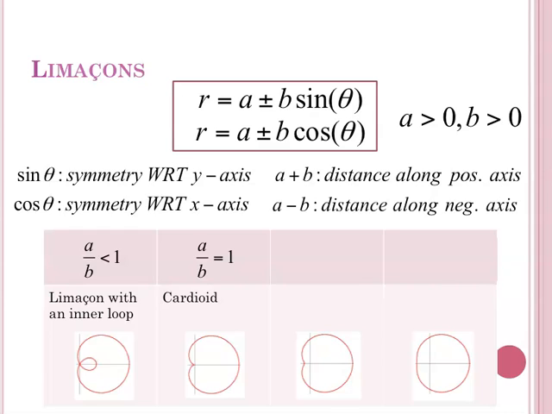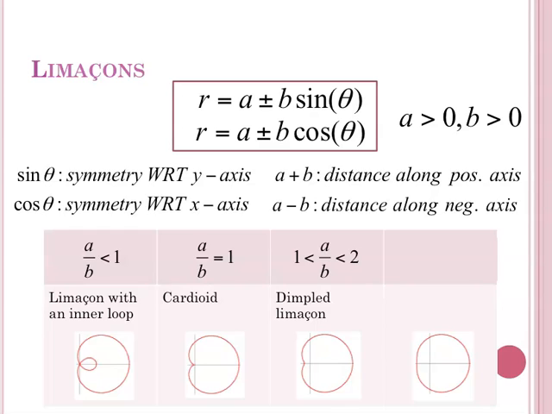Now the next one, this is the reason why we use a over b instead of just saying a is less than b, a is equal to b, because the next one is when a over b is between 1 and 2. So this is what we call a dimpled limaçon. It's exactly what you think of when you're thinking of a dimple, for example, on someone's face. It just goes in ever so slightly, but then curves right back out.